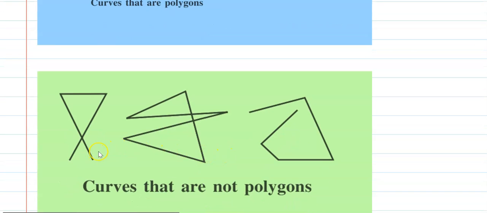Now these are not polygons. This one is not closed. In this one the points are overlapping. This is not a curve. These curves are not polygons.